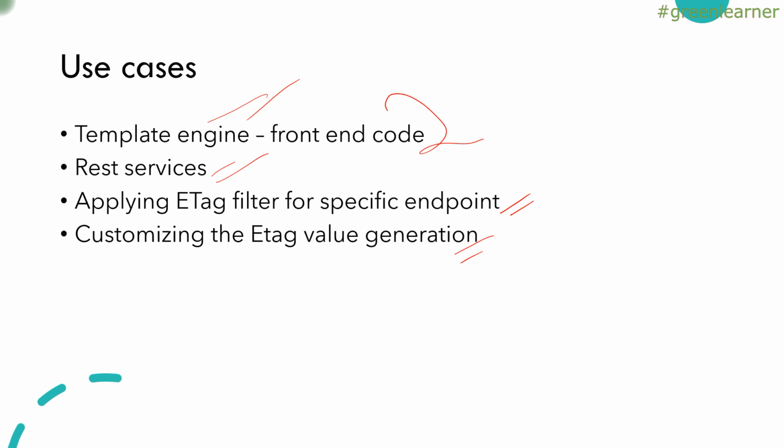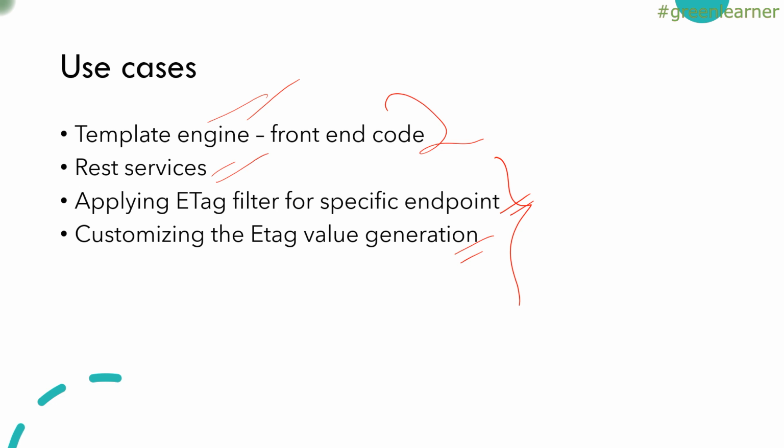Usually if you rely on the Spring library itself, it is going to generate the hash code internally using MD5, but you can have this token generation as per your requirement. I'm going to explain all of this one by one, right?